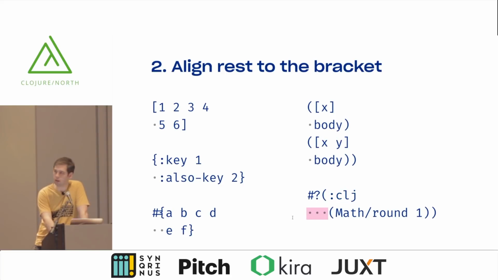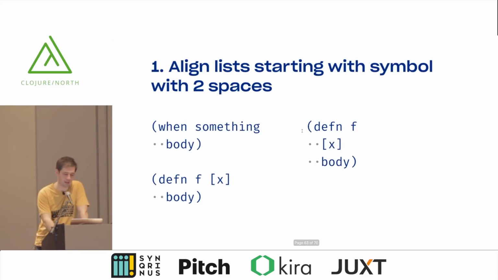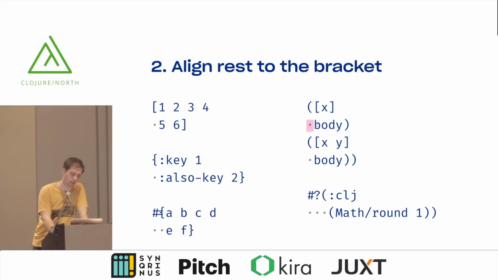The one exception here is if your list doesn't have a symbol in the first position, you want to use a single space here. It's not a function call or macro call, so you format it as a list. Now it's a data structure. It also plays nice with Parinfer, so it's also tools friendly.